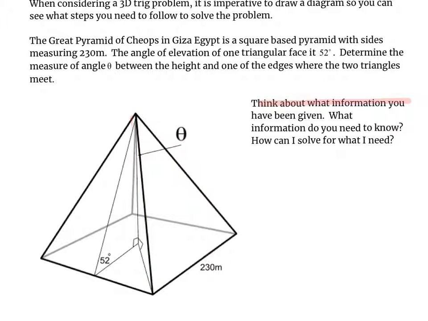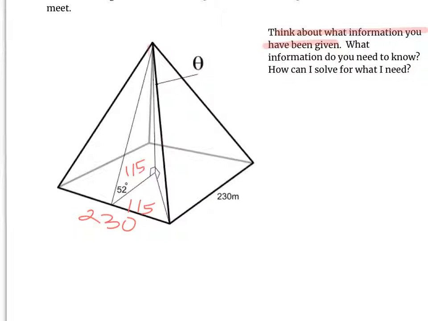So again, think about the information you've been given. I know that all of my side lengths are 230, 230, 230. I know that this distance here is half of 230, or 115. So I can use that. I also know that this is 115. So I can use some of this information to start filling in some of the missing pieces. One of the missing pieces that I can fill in is what is that length? What is the length from the center of the floor of the pyramid to the corner?